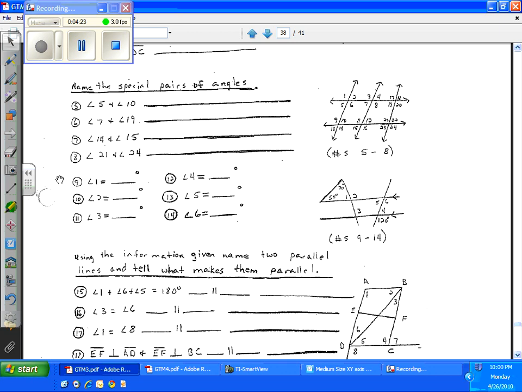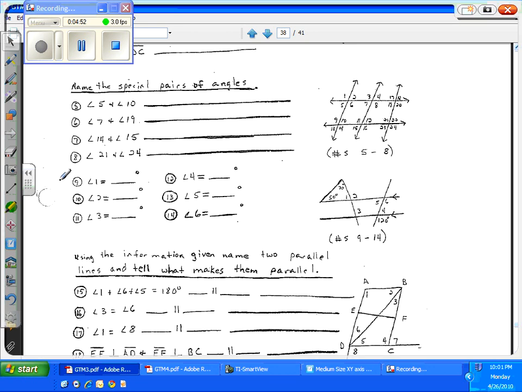Non-formal definitions, visual memory, is that alternate interior angles make the letter Z. Same side interior angles make the letter C, and corresponding angles make the letter F. Don't forget also that we may visually be able to see angles called a linear pair and vertical angles, which are angles opposite each other when two lines intersect.